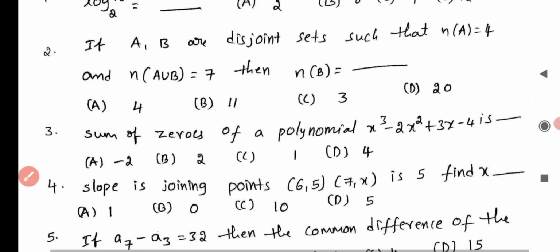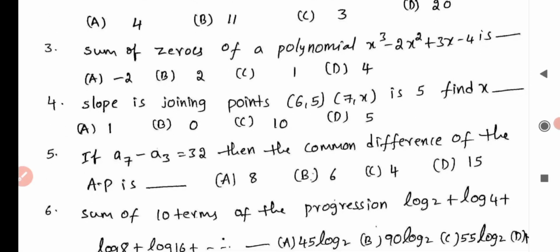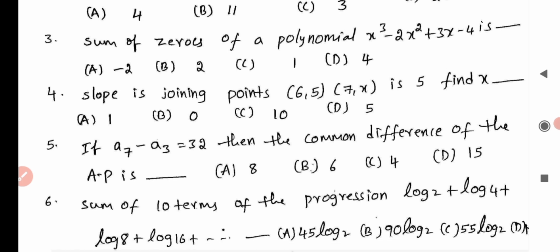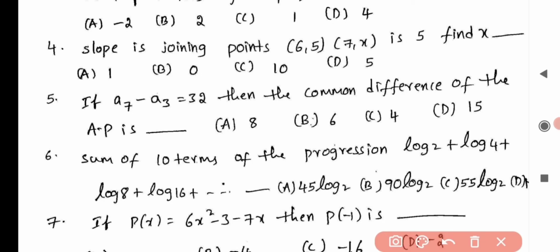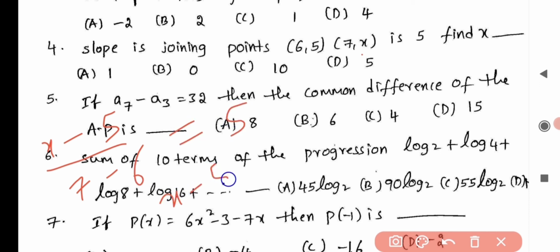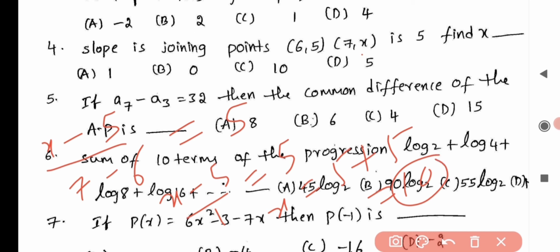Next. Fourth one, slope of the line joining the points (6, 5) and (7, x) is 5. Find the x value. Slope means y2 minus y1 by x2 minus x1. Here y2 value is x, y1 is 5, over x2 minus x1, 7 minus 6, which is 1. So x minus 5 by 1 equals 5. So x equals 5 plus 5, which is 10.